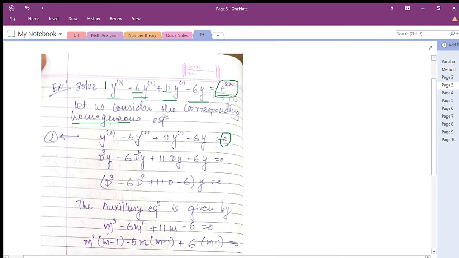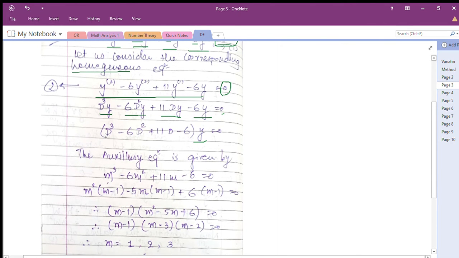Now you can rewrite this in terms of operators: y3 is D3y, this is 6D squared y, this is 11Dy, and minus 6y = 0. Now you can take y outside and you have the cubic equation D cube - 6D square + 11D - 6. So the auxiliary equation for this equation is m cube - 6m square + 11m - 6 = 0.